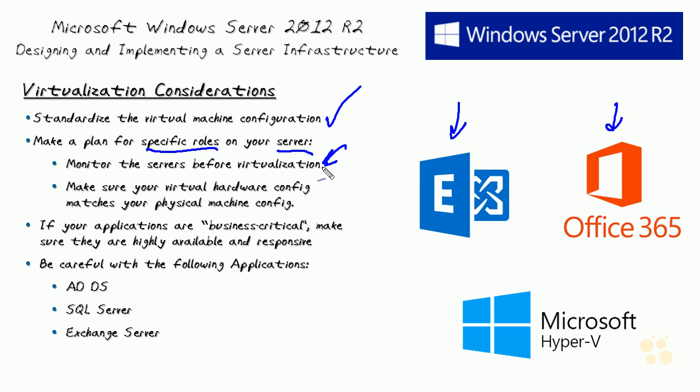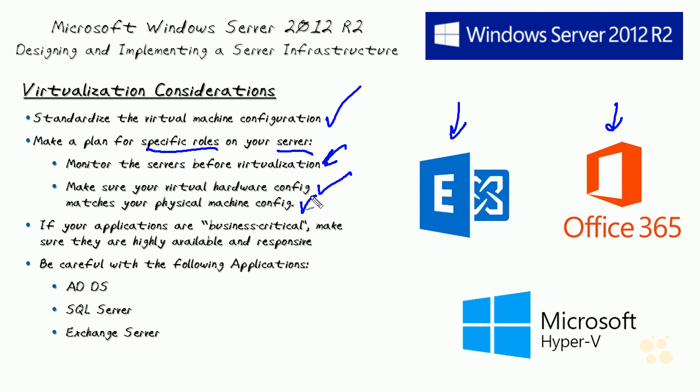And then when you see that, you're like, oh wow, this one machine has 4 gigabytes, but I notice I'm pegging at about 80% usage on that. You might want to jump it up to 8 when you're doing that. Make sure your virtual configuration matches your physical machine configuration.